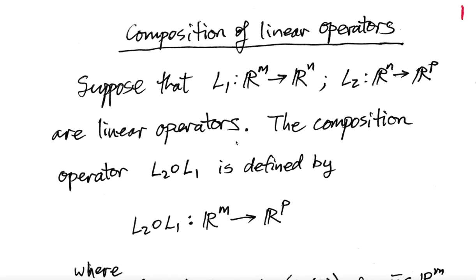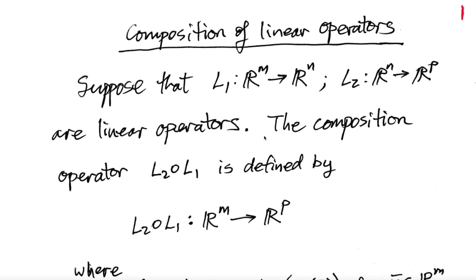Okay, in this video I want to talk about the composition of linear operators. I hope you remember the idea of composition of functions, because that's exactly what we're dealing with in this case. Let's say L1 is mapping R^m into R^n, and L2 is mapping R^n into R^p. So these are linear operators. Use T's if you like the word transformation better, but whatever.